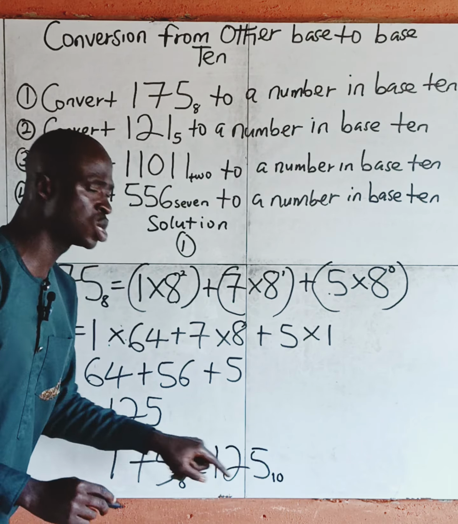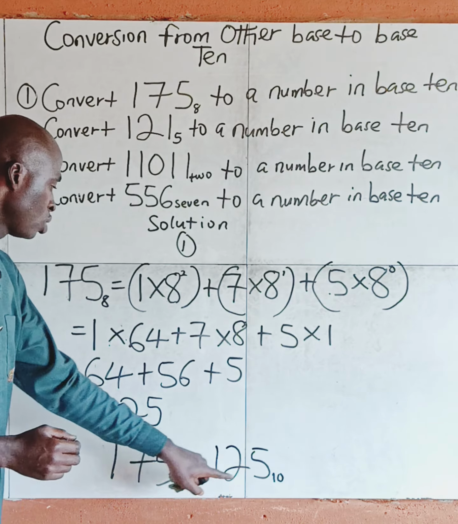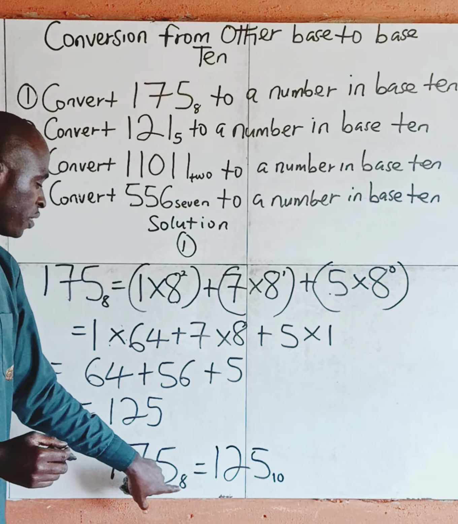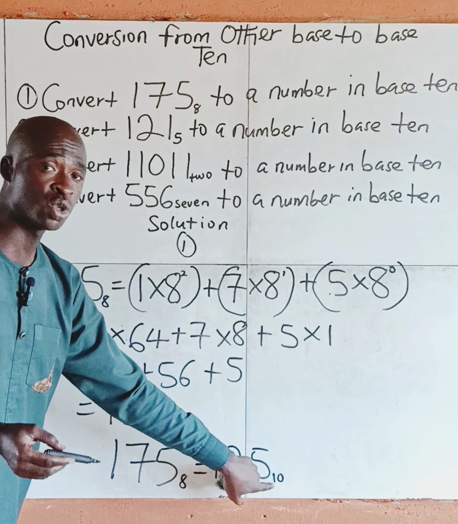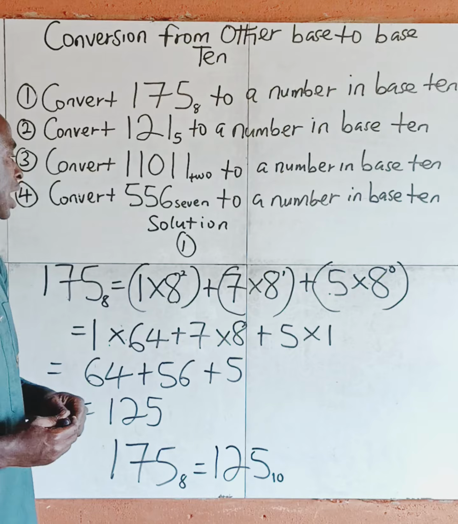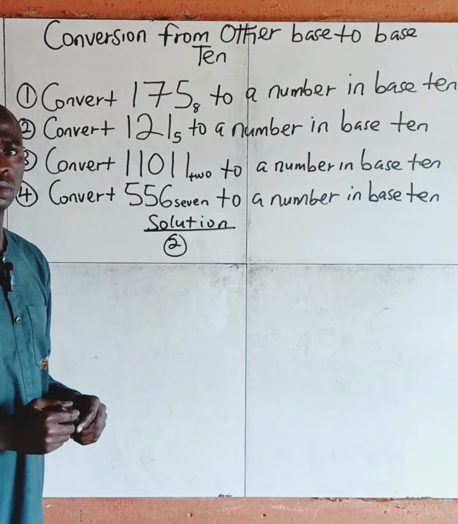Or you can also use alphabet instead of figure. Instead of writing 8, you can write EIGHT, and instead of writing 10, you can also write TEN. And that is the solution to question number 1.